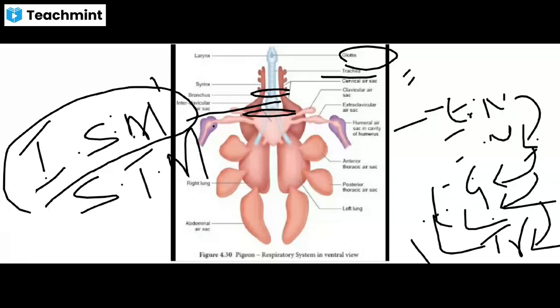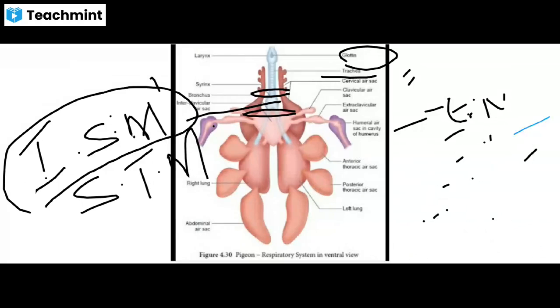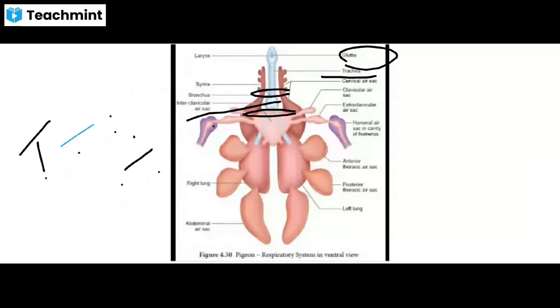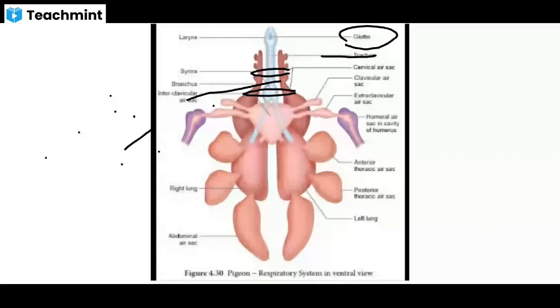All of you understood about the respiratory tract? Girls, very important long question, girls. Okay, next, the respiratory organs.